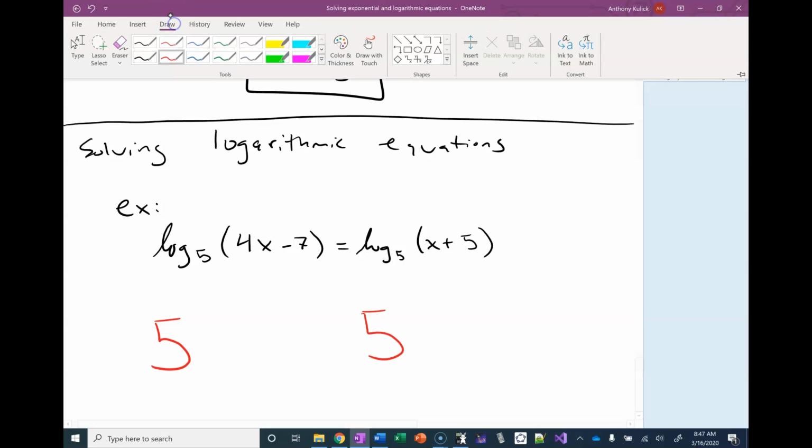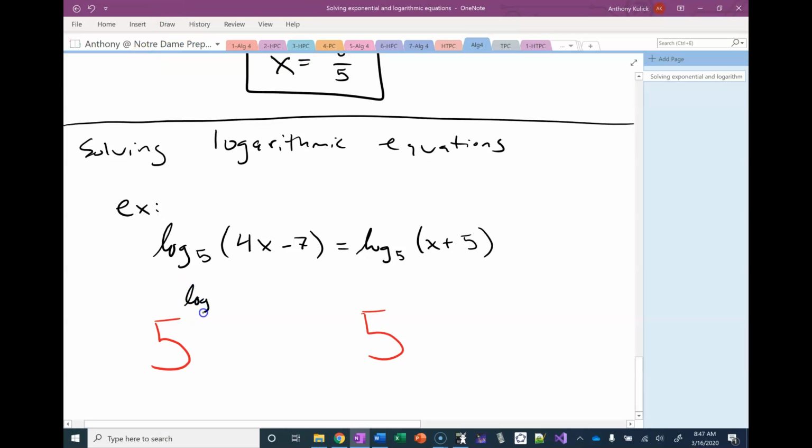And now I'm going to write the 5 really exaggeratedly, comically big, just to reemphasize that this exponent base 5 is not multiplication. I'm not doing 5 times log base 5 of 4x minus 7. I'm doing 5 to the power log base 5 of 4x minus 7. So I know exponent base cancels the log base.